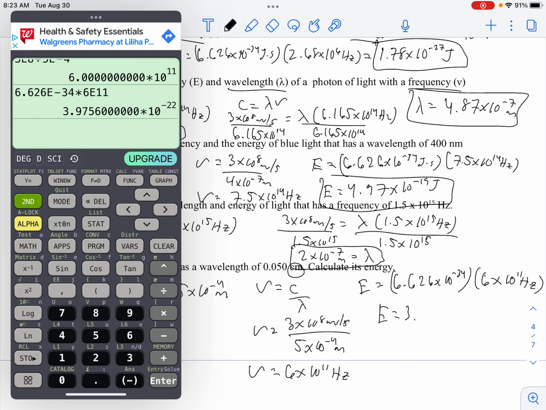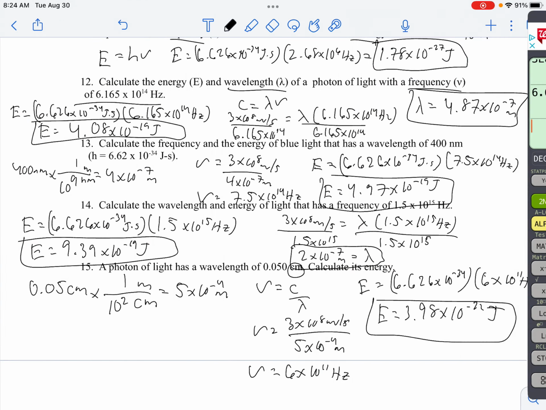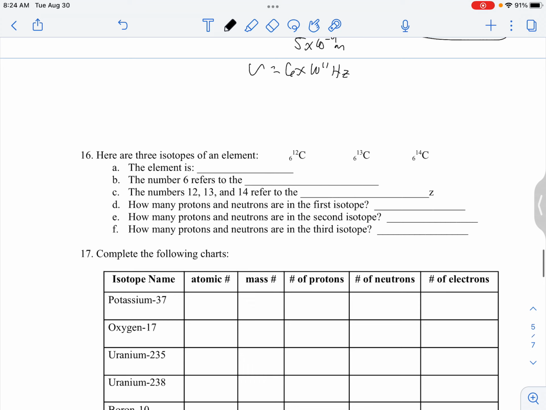Okay, so the energy is 3.98 times 10 to the negative 22 joules. Okay, so that's that. Okay, isotopes. So remember, isotopes are elements that have a differing number of neutrons than normal. So we're going to look at these three and kind of get some information out of them.